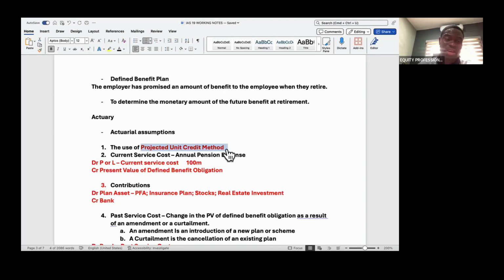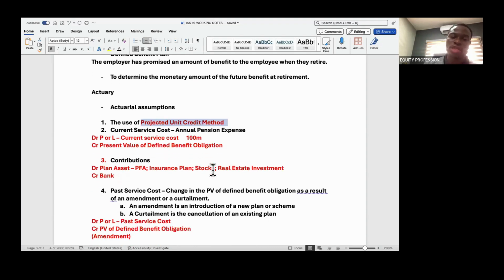Not necessarily that you have to do it year on year, but there are some organizations that would engage an actuary every year to give them these reports. Now, what do we find in the actuary's reports? Number one is the current service cost. And the current service cost, I told you, is similar to the annual pension expense. That, okay, you have worked for us this year. This is your pension you will get when you retire.